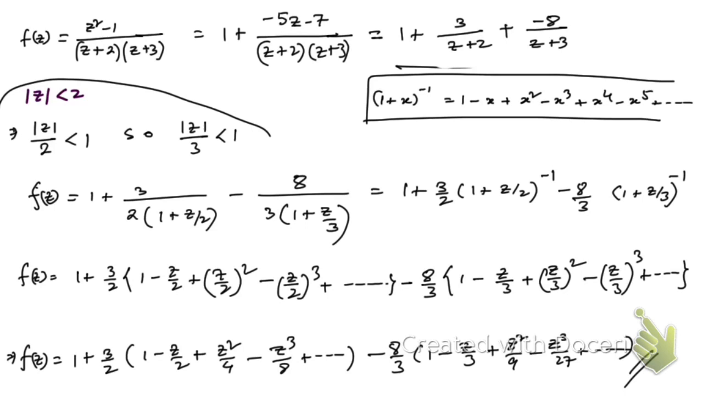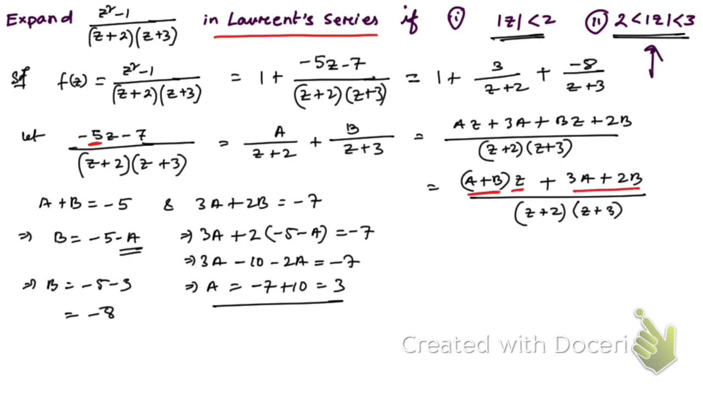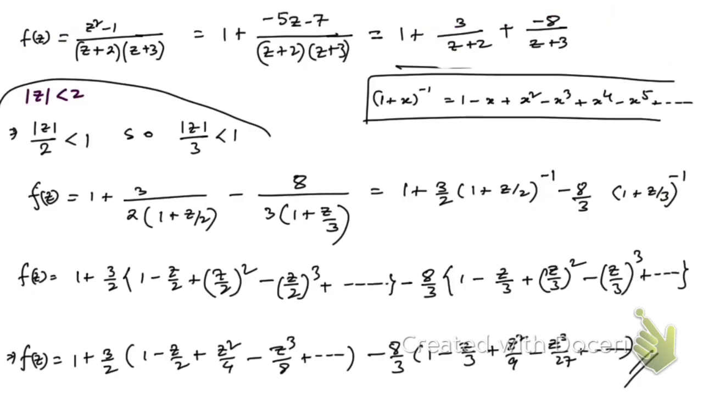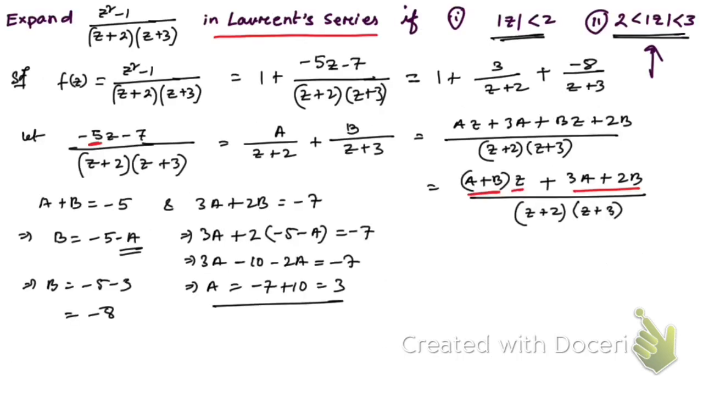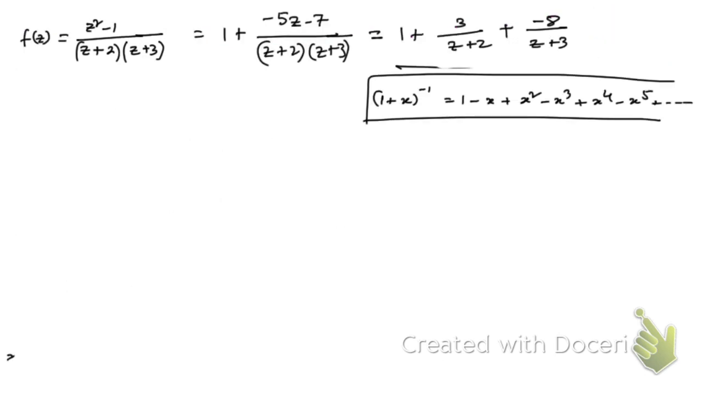So now what is the second condition? Let me go back to the previous slide. Here you see this is the second condition. Let me copy the condition. This is the condition: z greater than 2, less than 3. Let me clean these things first. So what is the condition? This is the second condition, right? So here is the condition.